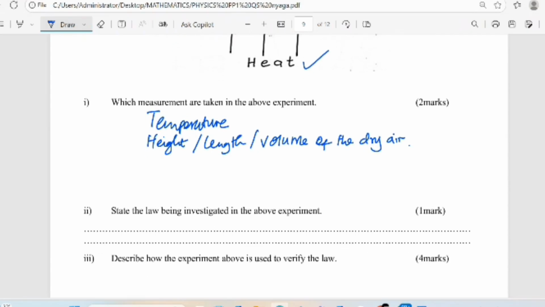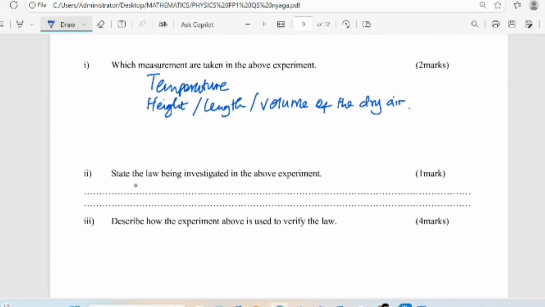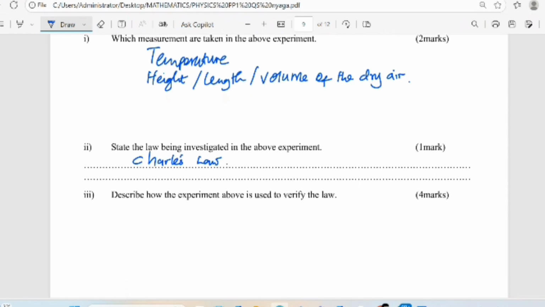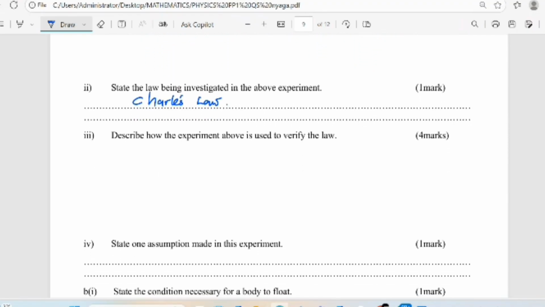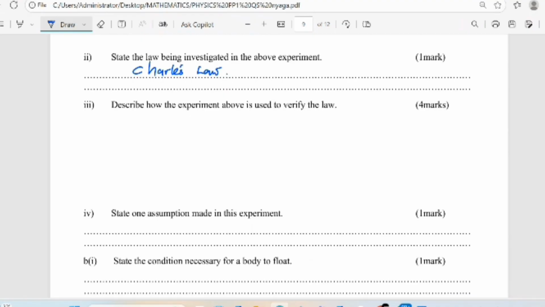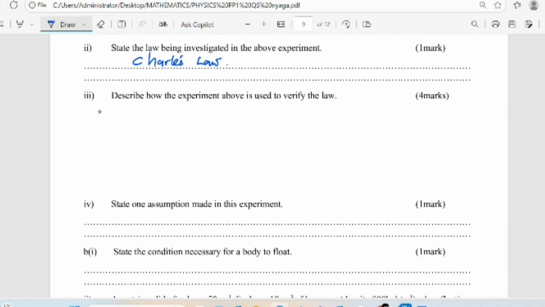Which law is being investigated in the above experiment? This will be Charles law. Something is held constant, I think it is pressure, but we have variation between temperature and volume. That is Charles law. Then you are told, describe how the experiment above is used to verify the law. We have to narrate this one.